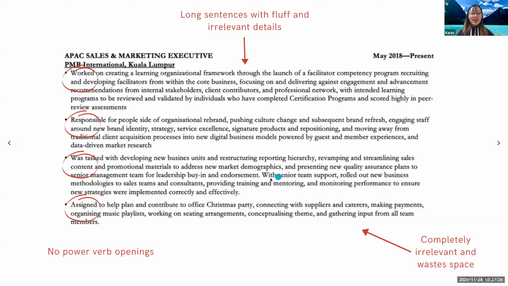The second mistake is this person is not concise at all. Their bullet points are way too long and contain a bunch of irrelevant details that don't mean anything to an employer, especially if we look at the last bullet points where they were assigned to help plan a Christmas party. Firstly, this doesn't show that they took any initiative to help plan.